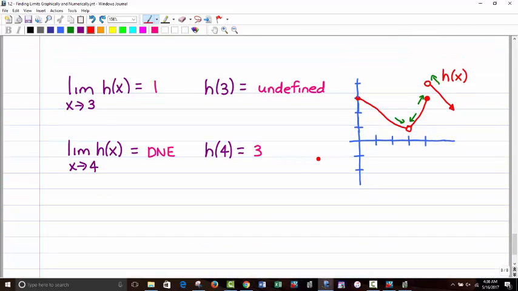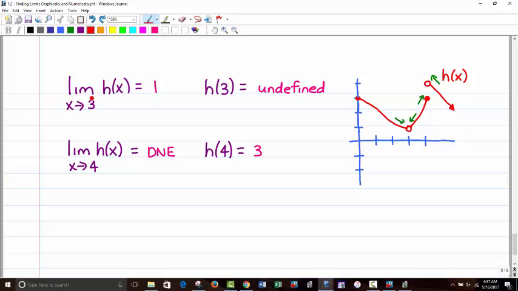Okay, let's look at this picture. As x approaches 3, I'll call this one h of x. As x approaches 3, it's coming down, they're both closing in on that dot. That dot is at 1. So the answer would be 1. h of 3, there's no dot in there anywhere. Vertically, looking up and down, no dot, so it's undefined.